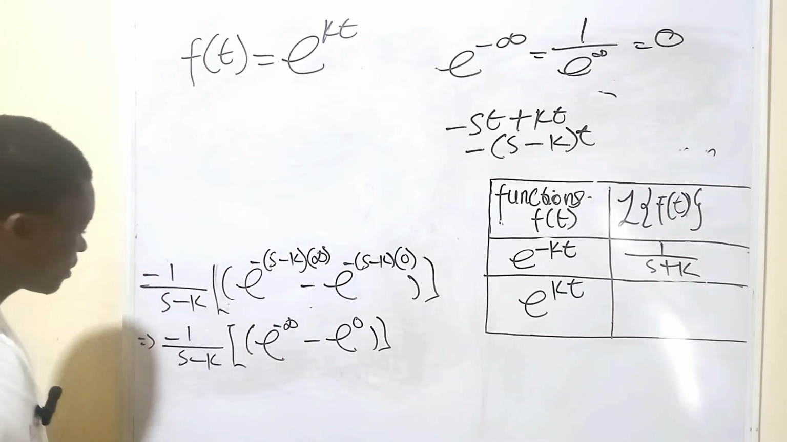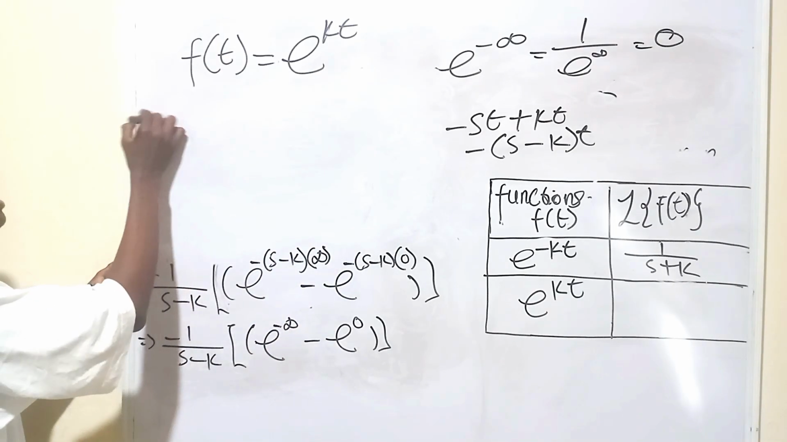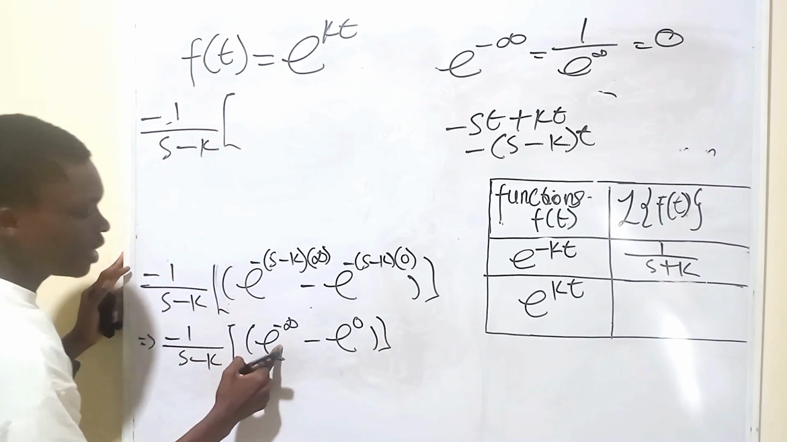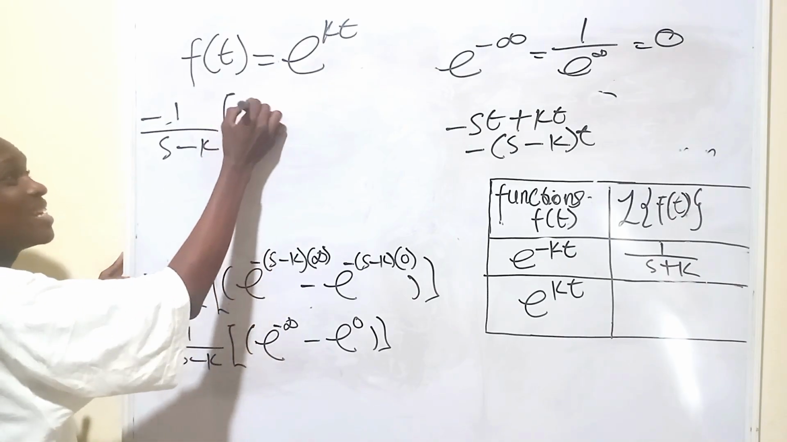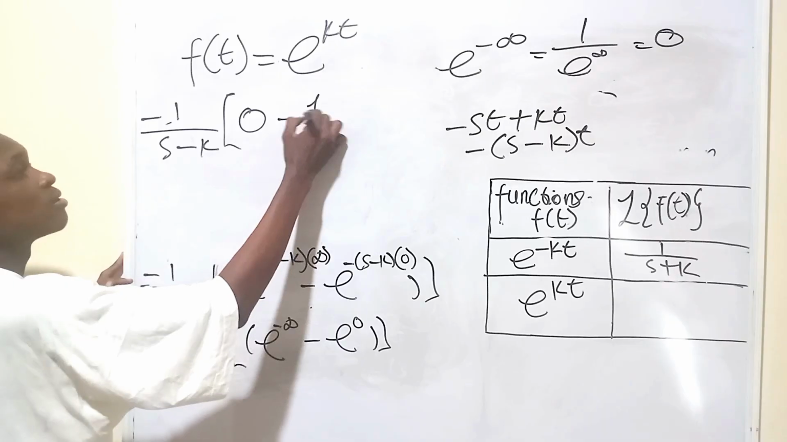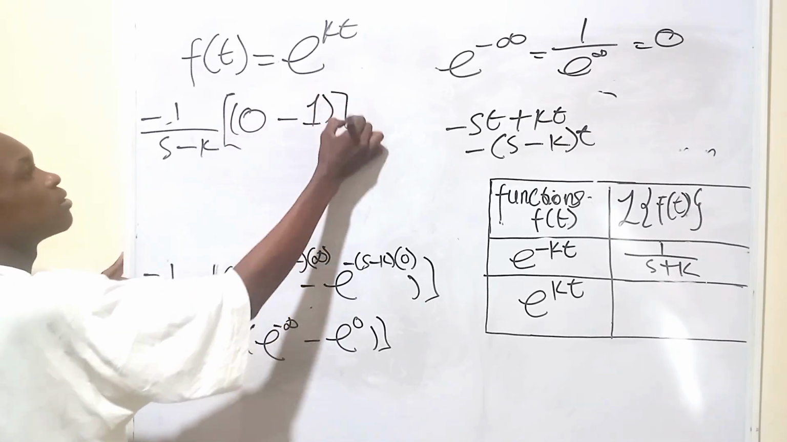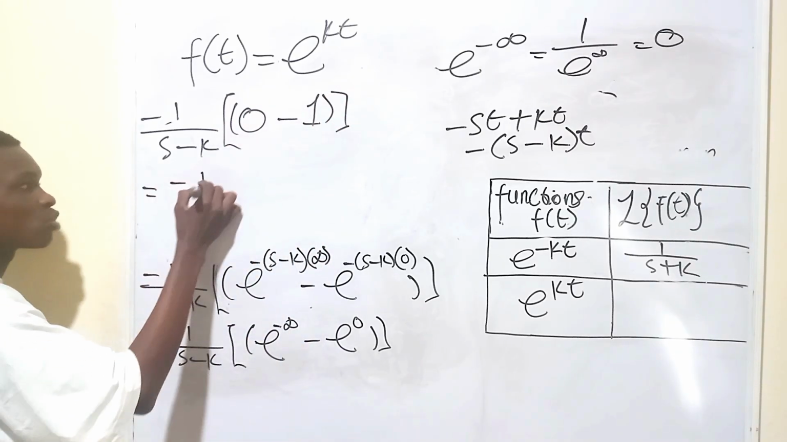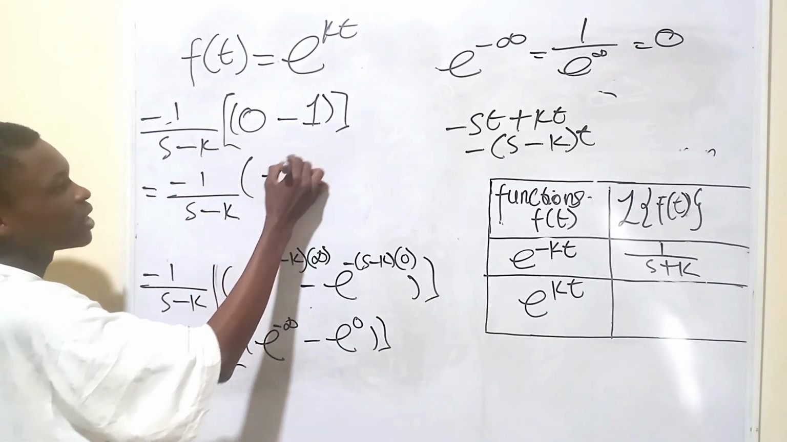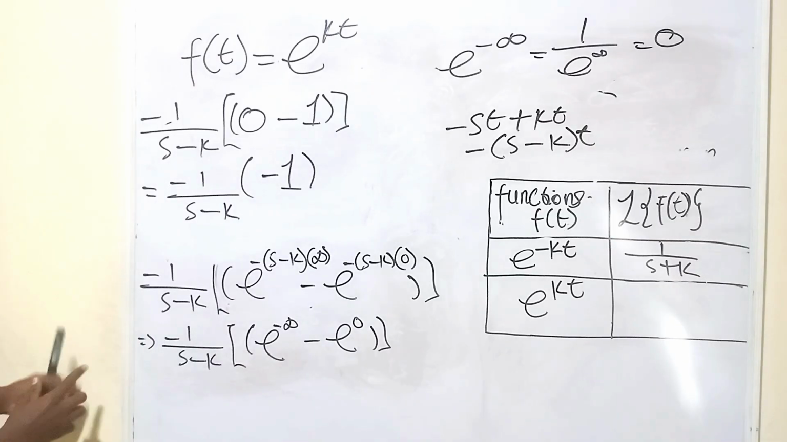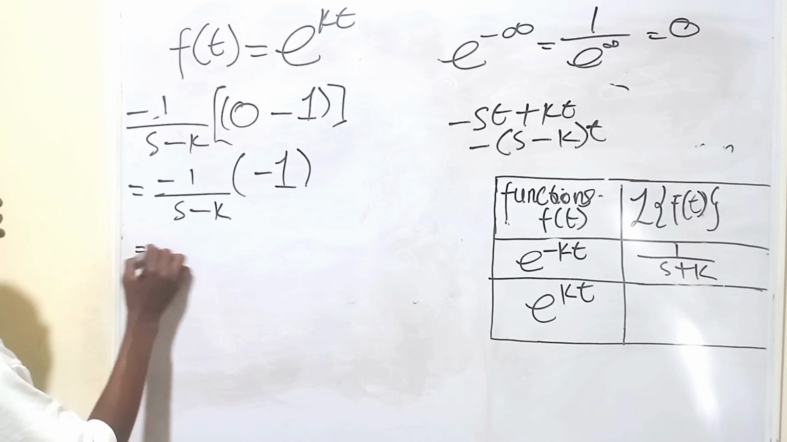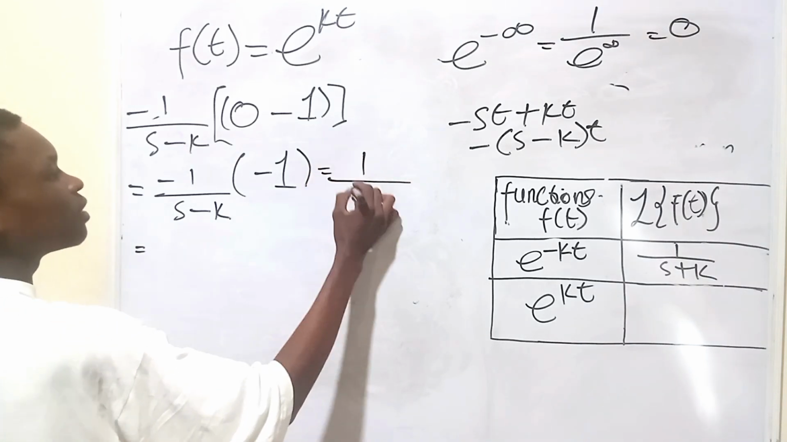All right, so let's see what we can do next. This is minus 1 all over s minus k into brackets exponential raised to the power of negative infinity is 0 minus anything raised to the power of 0 is 1, except 0. So that's that. So from here, this implies that minus 1 all over s minus k, 0 minus 1 gives us negative 1. Then we can simplify. Minus 1 all over s minus k multiplied by 1 gives us 1 all over s minus k.